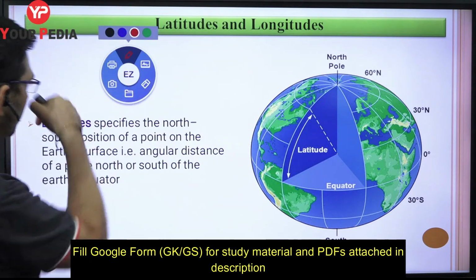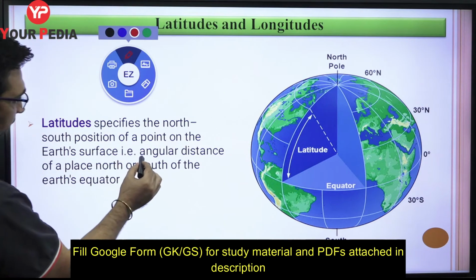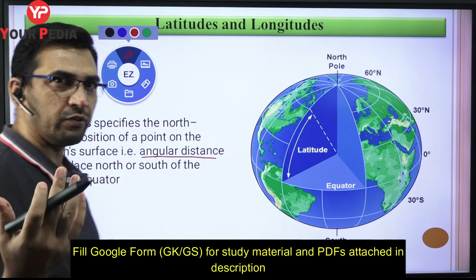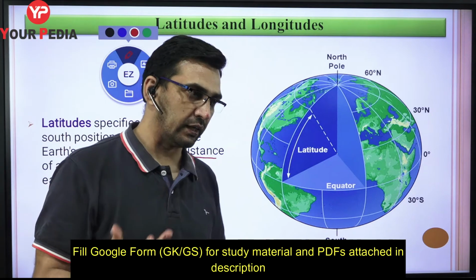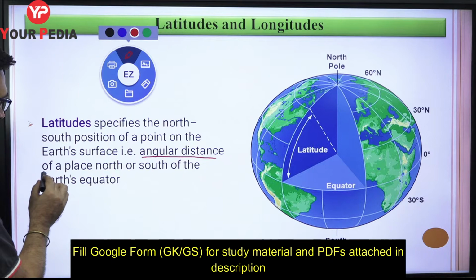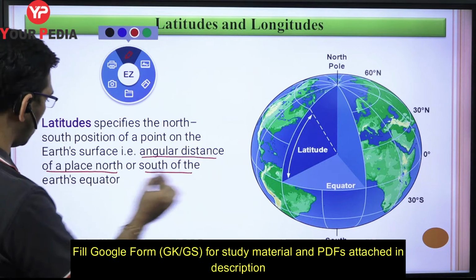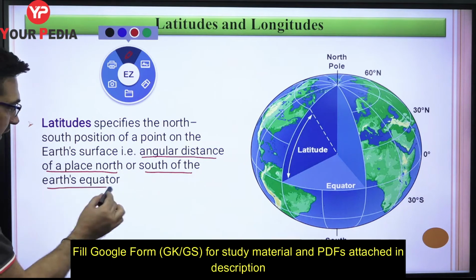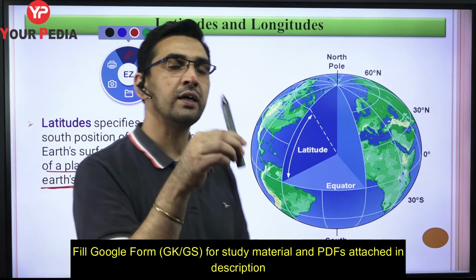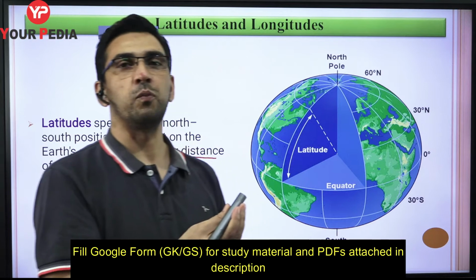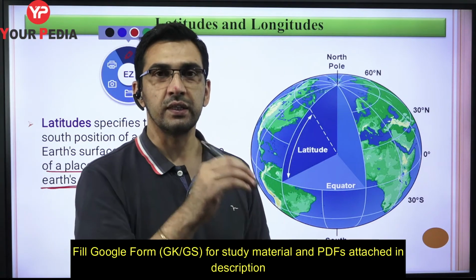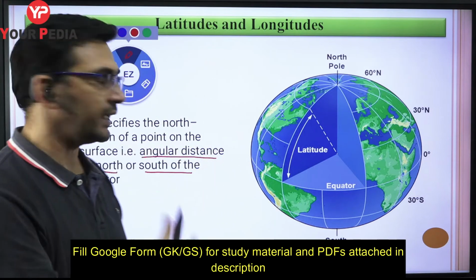Now see, the definition first says angular distance. Angular distance simply means we measure it in terms of theta, in terms of an angle. So it is the angular distance of a place north or south of the reference, the Earth's equator. If we locate a particular point north or south of the earth's equator and tell its angular position or angular distance, then that will be called a latitude.